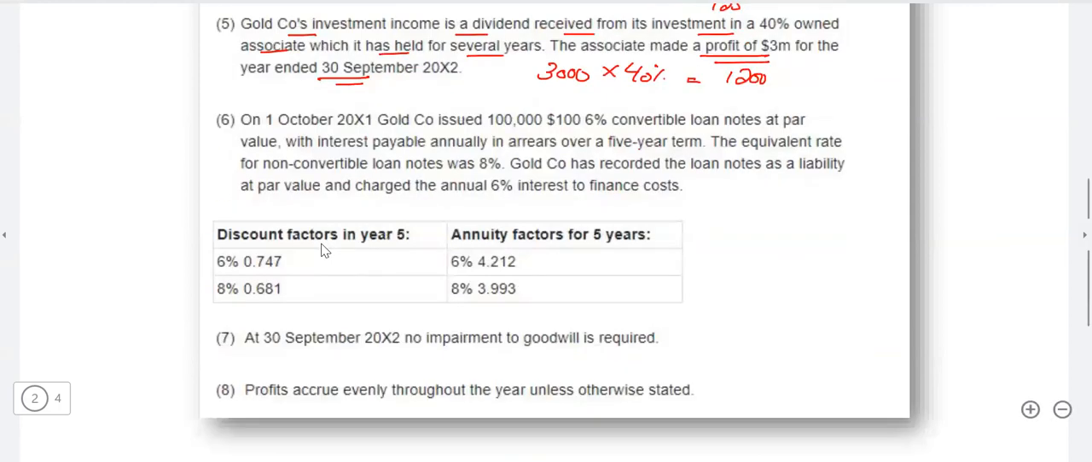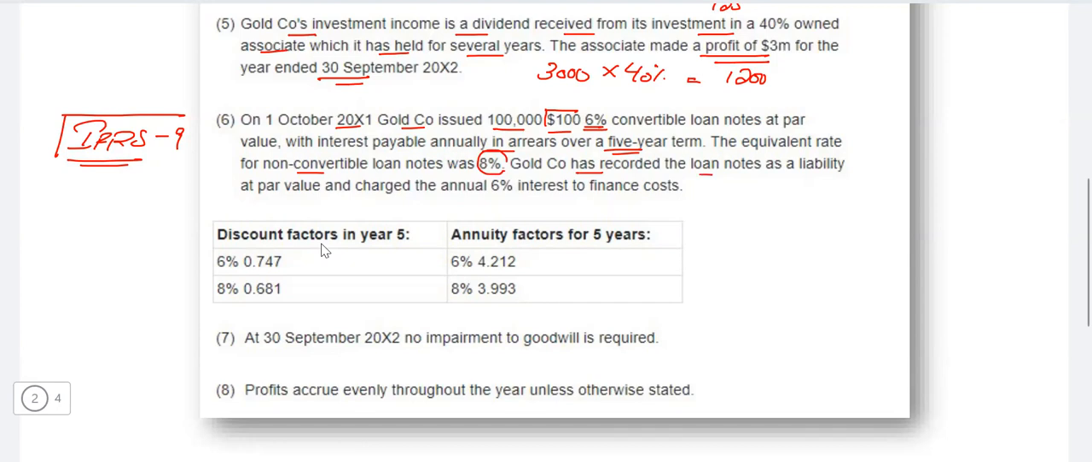Okay, then we have a working relevant to the convertibles. And we know convertibles are in IFRS 9 financial instruments. That is a pretty simple working. So on 1st October 20x1, Gold Company issued 100,000, so 100,000 is the number, $100 is the nominal value, 6% is the nominal rate, convertible loan notes at par value, with interest payable annually in arrears over a 5-year term. The equivalent rate for non-convertible loan was 8%. So this is the market rate.